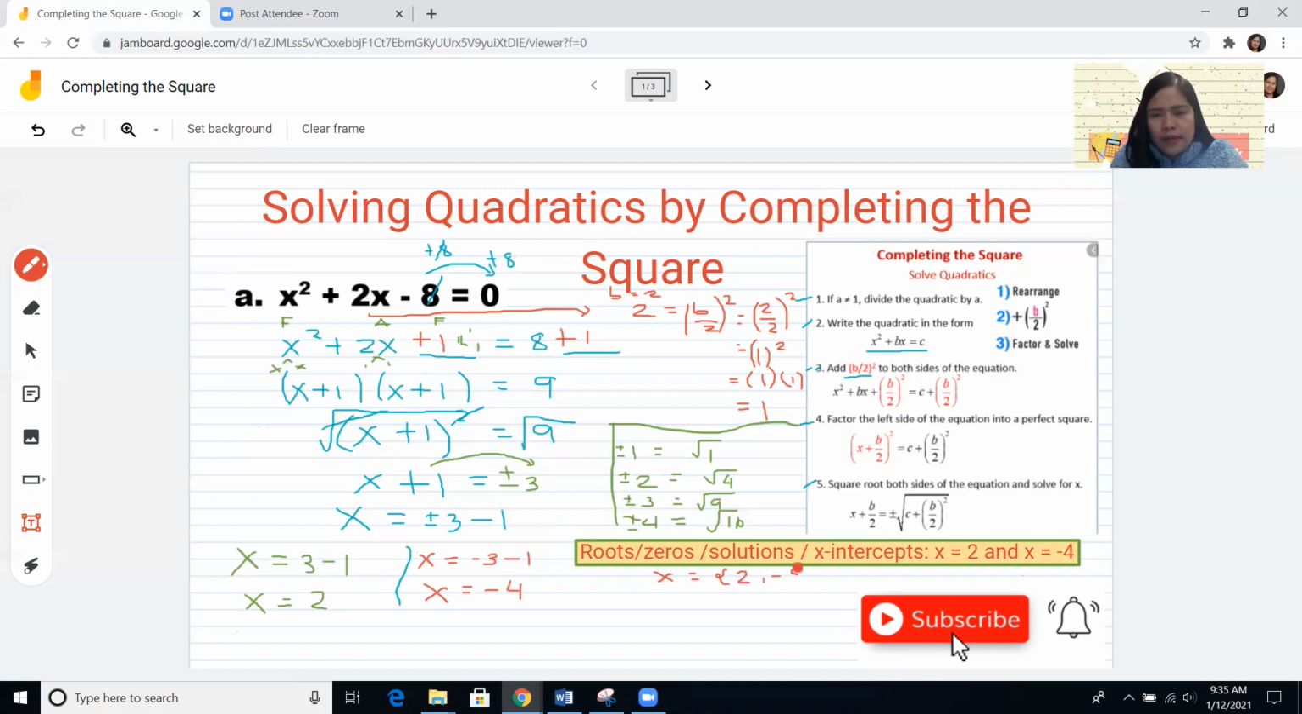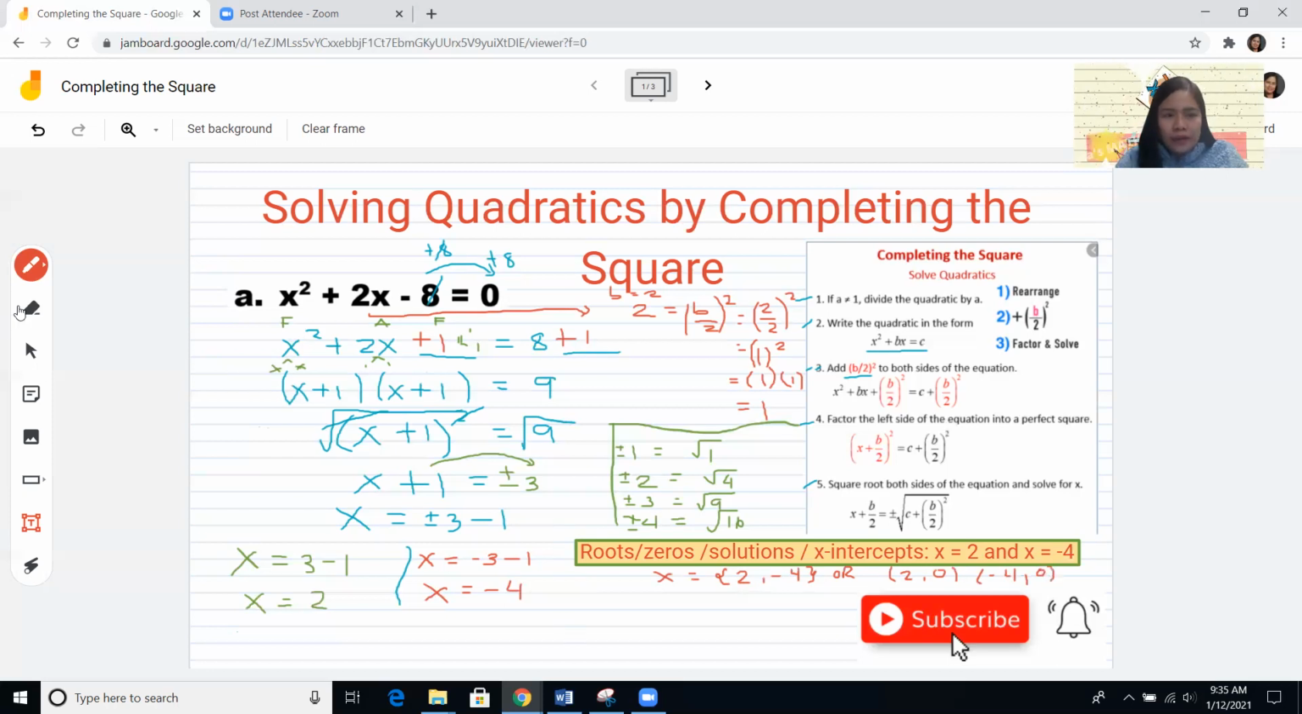Don't forget the comma if you will use brackets in showing your answer. Or you may also use an ordered pair, like 2, 0. Write those values of x first because those are x values, and then negative 4, 0. So those are the formats that you may use in writing your answers.